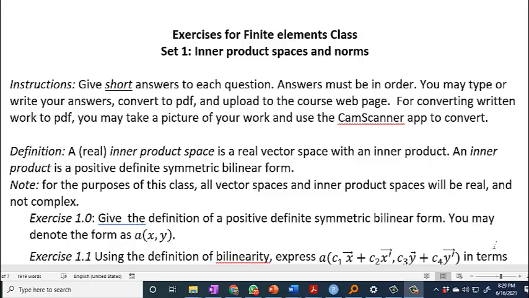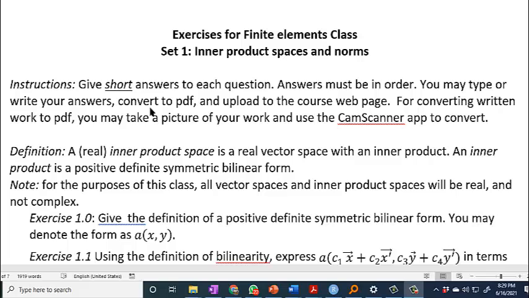Hello, I would like to introduce you to the homework that I'm assigning that relates to inner product spaces and norms. You may see the instructions here. Give short answers to each question. The answers must be in order.